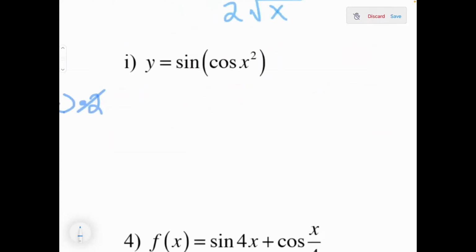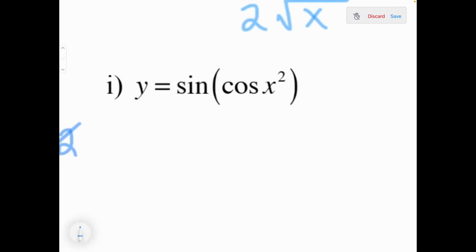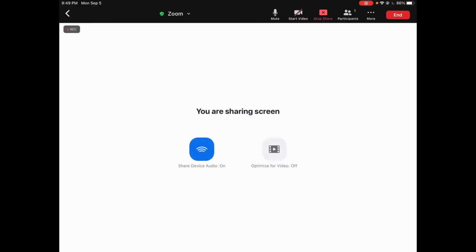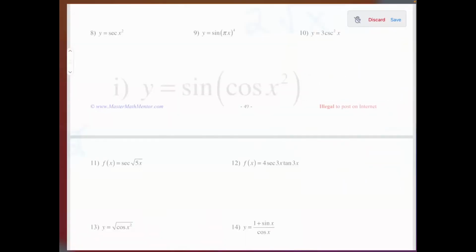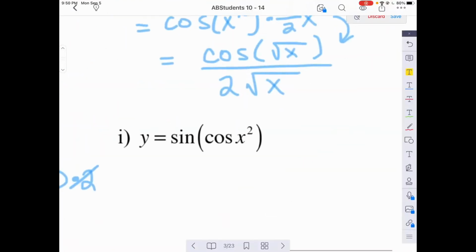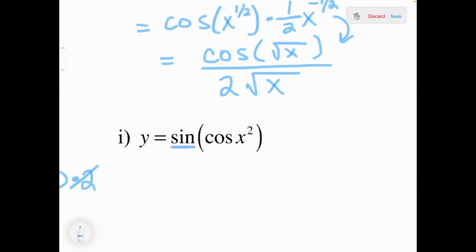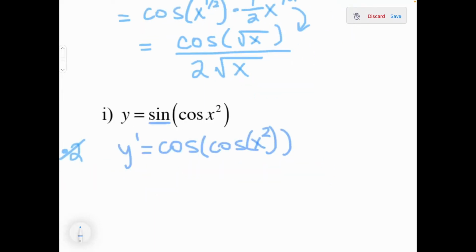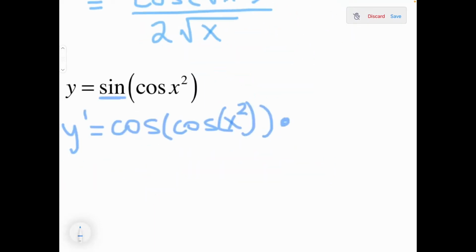All right, part A, we get a trig function on the outside. We have another trig function on the inside. So this would be trig rule because our outside function is the sine part. So we're going to take the derivative of sine first. Derivative of sine is cosine. We're going to leave everything on the inside the same. If we were to put parentheses, they would be around the x squared. And then we multiply by the derivative of the inside. Derivative of cosine is negative sine x squared.